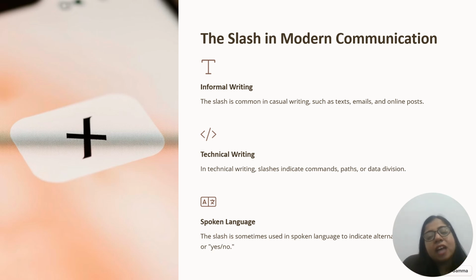Next is the slash in modern communication. So first is informal writing. Slash is used in informal writing, such as texts, emails, online posts, etc. Next is technical writing. Slash is also used in technical writing. It indicates commands, paths, or data division. Okay. Next is spoken language. The slash is sometimes used in spoken language to indicate alternatives.